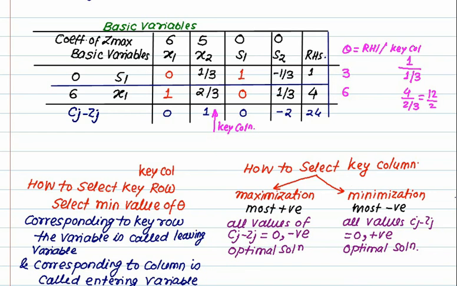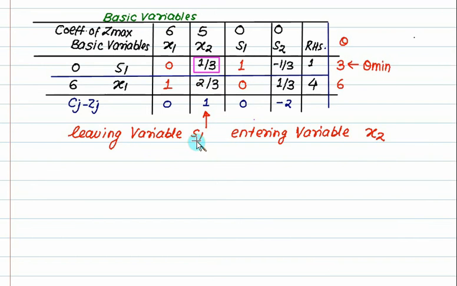Which number do you have to select? The smallest value of theta. So this one is the key row, and this number is the key element. If this one is key, then S1 will leave. Then which number will come? X2 will come. So which is the leaving variable? S1. And which is the entering variable? X2. We have leaving variable equal to S1 and entering variable equal to X2.